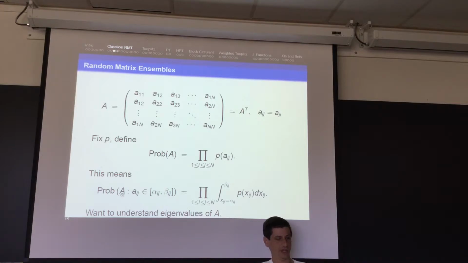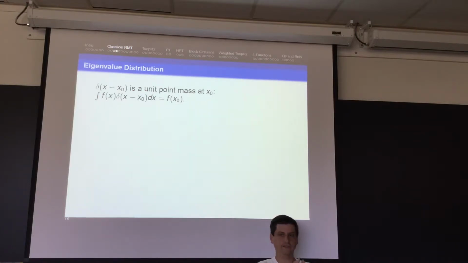Explicitly, what's the probability I have a matrix where the entries a_ij are in some interval alpha_ij, beta_ij? I just integrate my density from alpha_ij to beta_ij for each one of them, and then I take the product. Okay, so eigenvalue distribution.